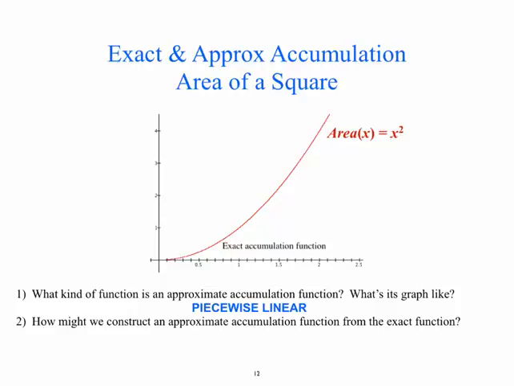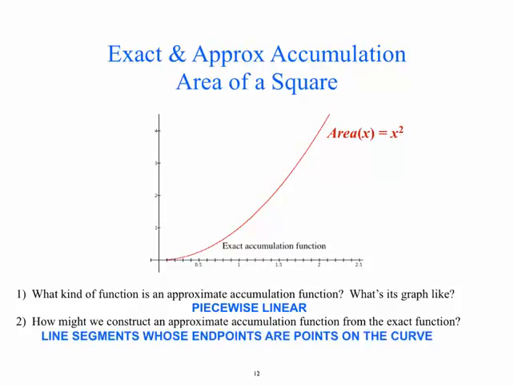Say that 0.5, 1, 1.5 to the area function, and then just connect. Okay, right. So it's going to be piecewise linear, and it's going to be line segments whose endpoints are points on the curve from whatever partition we choose, however we choose to set up delta x. Okay, so let's take a look at that.